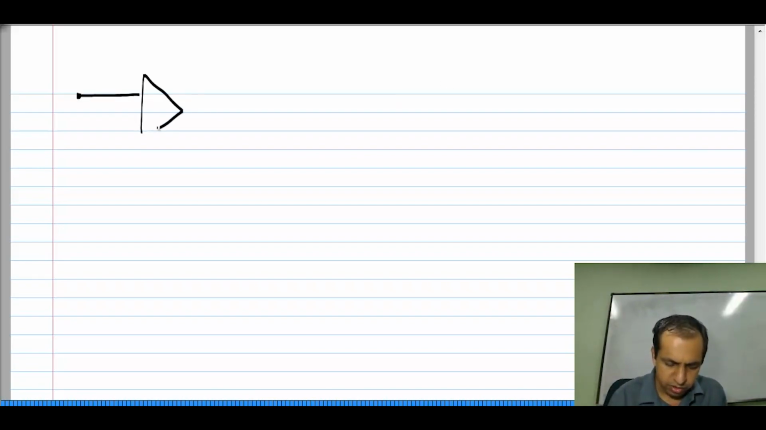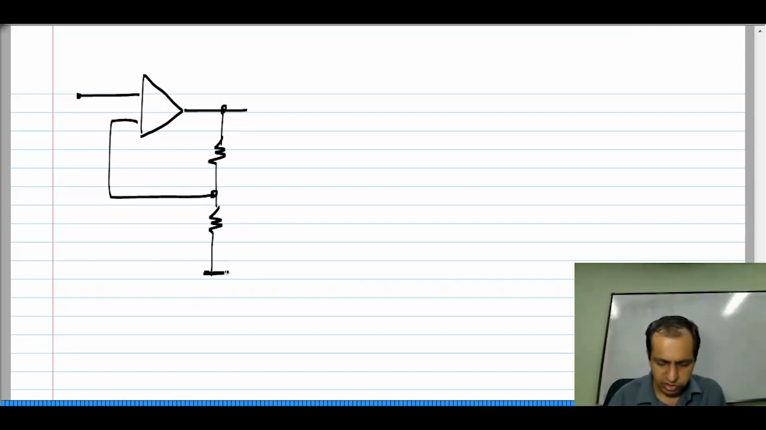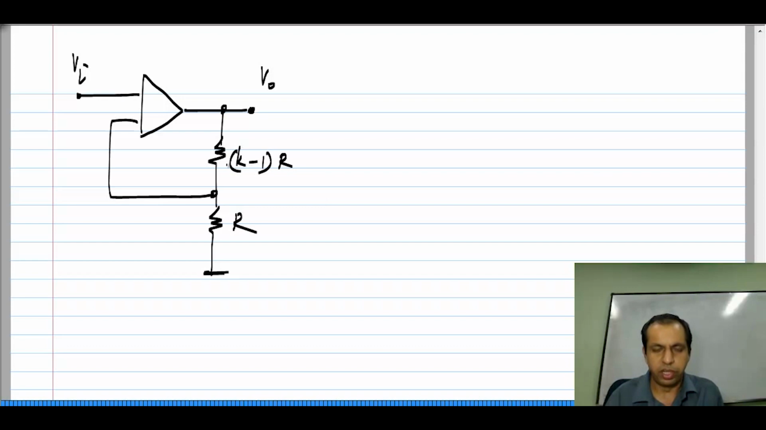Let me now take an example. Let's pretend that we were given this circuit, without the signs assigned to the op-amp. This is a circuit we already know, we have derived it.